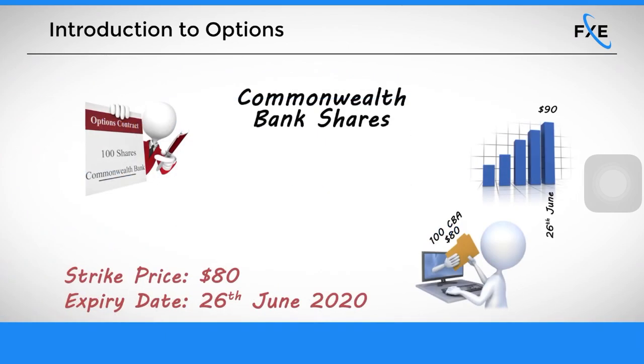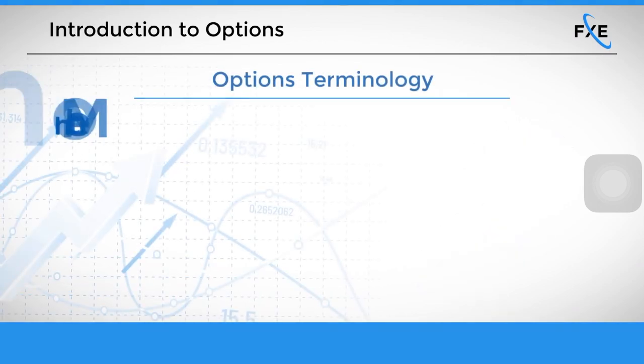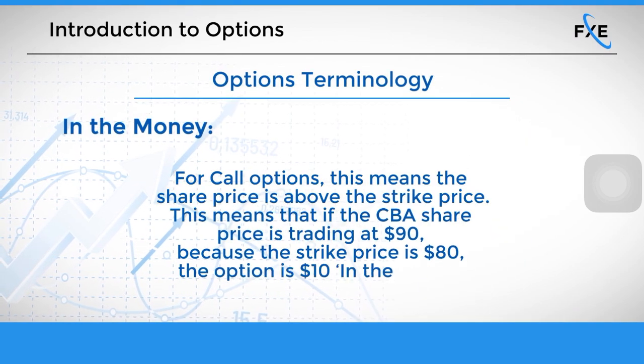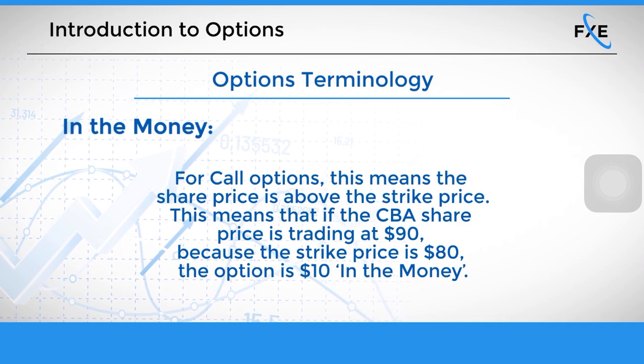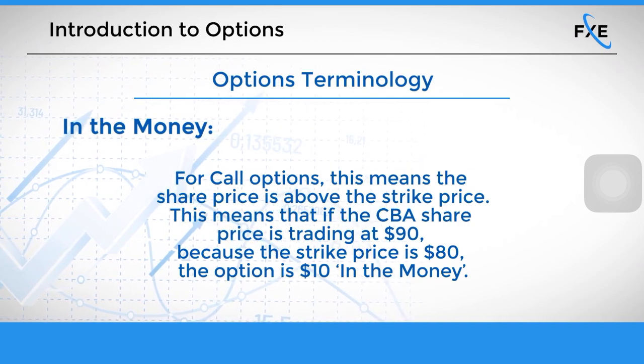As an example, if the CBA share is trading at $90 at the expiry date, the option seller is obligated to sell the allocated CBA shares at $80 to the option buyer. In the money. For call options, this means the share price is above the strike price. This means that if the CBA share price is trading at $90, because the strike price is $80, the option is $10 in the money.